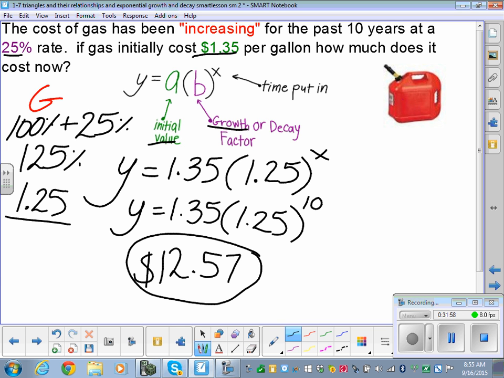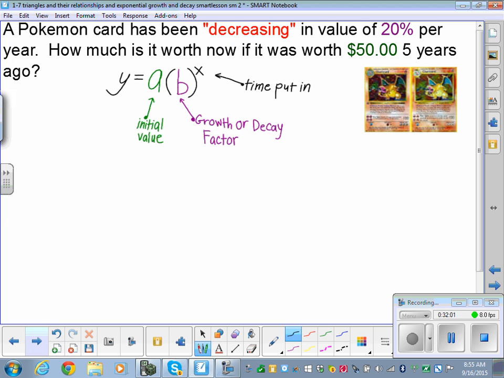Okay, well, now let's do another one. Just 2 more examples, and I'll let you work the rest of the time. Here we go. A Pokemon card has been decreasing in value 20% per year. How much is it worth now if it was worth $50 5 years ago? So we got to think about this one. Let's go through and plug things in where we need to. So once again, we know this is our function. First of all, the first thing I look for is what's my initial value? What's it initially worth, the Pokemon card? It was initially worth $50, so I'm going to do 50.00.